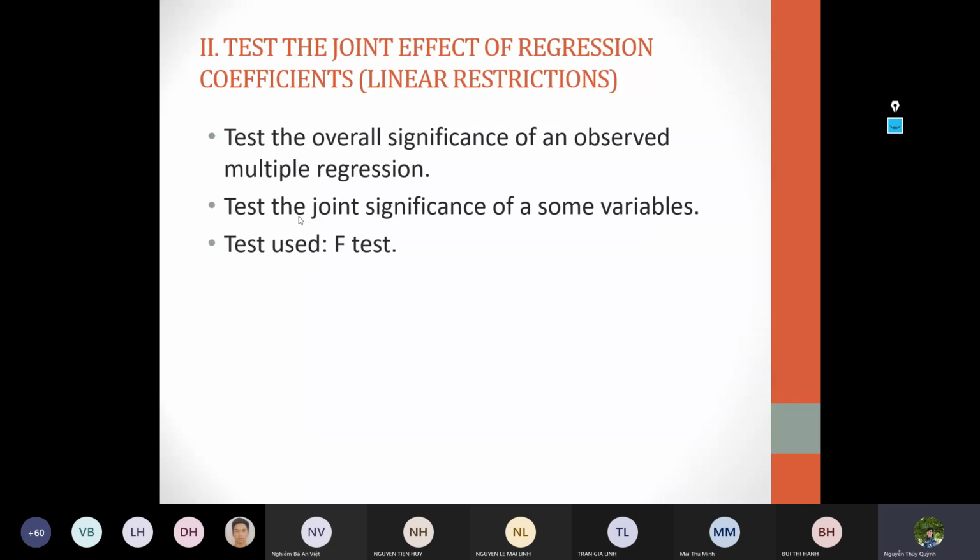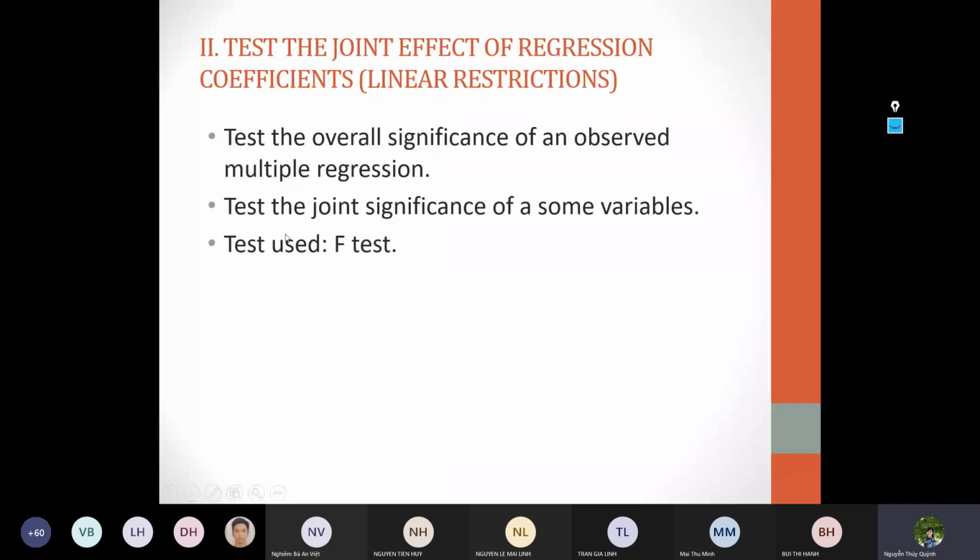When you do the t-test, you may see that some variables do not have an individual effect on the dependent variable. But the combination of them may have a joint effect on the dependent variable. That's why we may want to test the joint significance of those variables to see whether they explain the dependent variable. So that is the type of test where we test the joint significance of just some variables in the model.